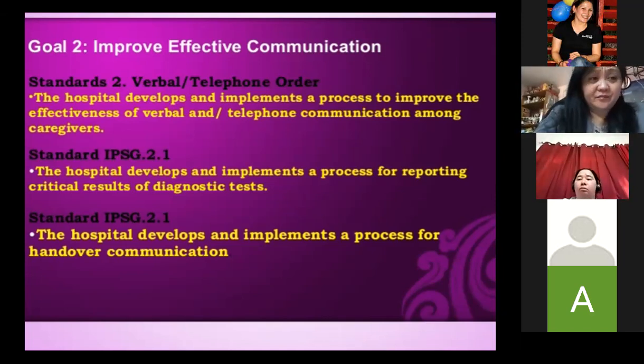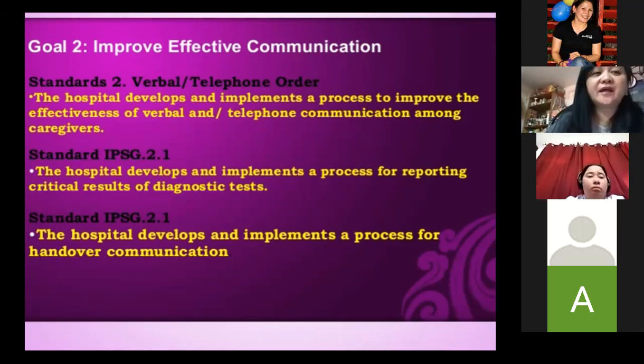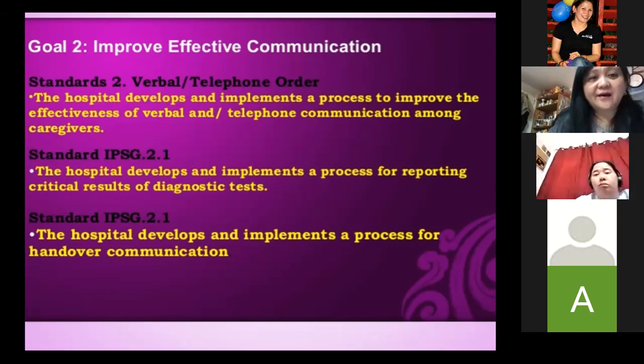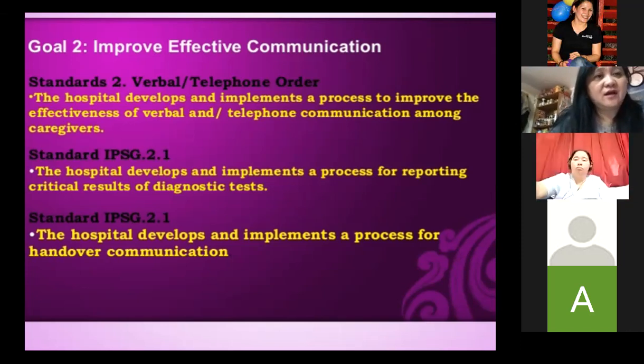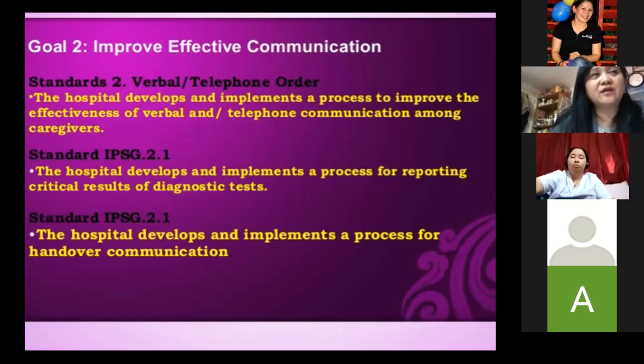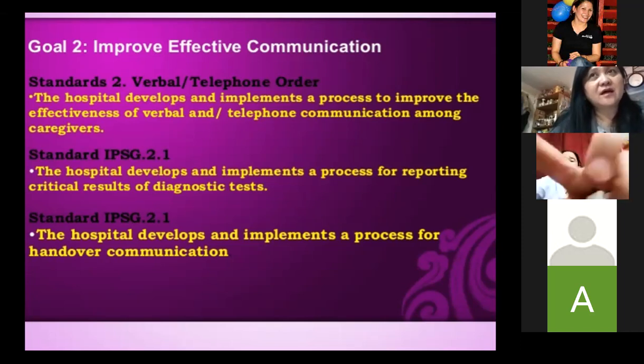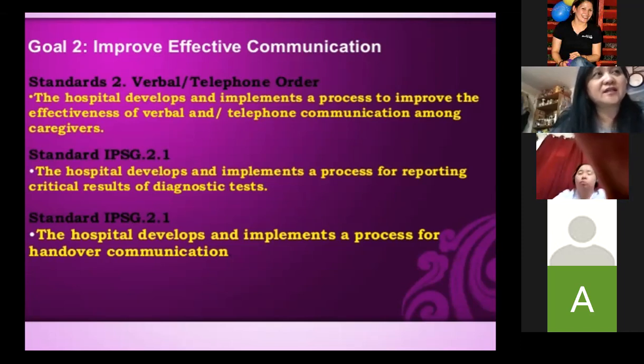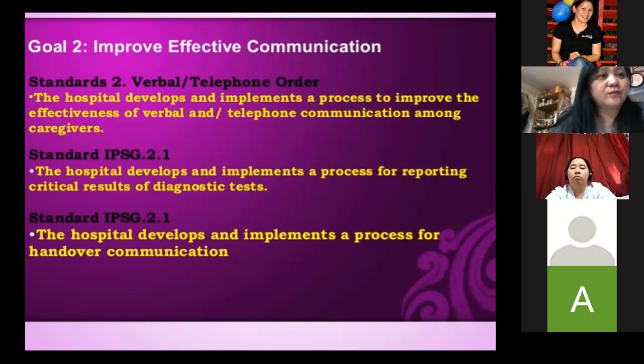And the hospital also develops and implements a process of reporting critical results in diagnostic tests. So in case there is a critical result for the patient, you have to keep it in mind, keep it secret, and all things are confidential. Do not talk about things with your patient, especially pag andun kayo sa hospital, because you're invading the privacy of the patient, and doing that there's a chance na you will be removed from work also.